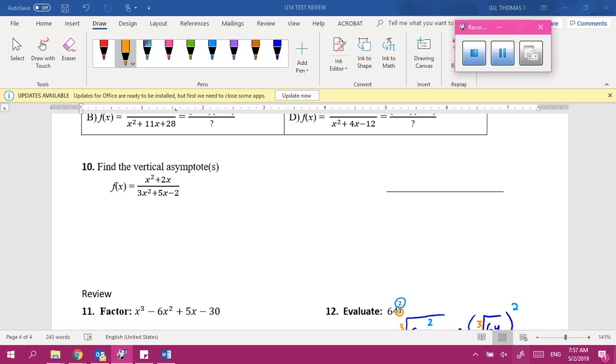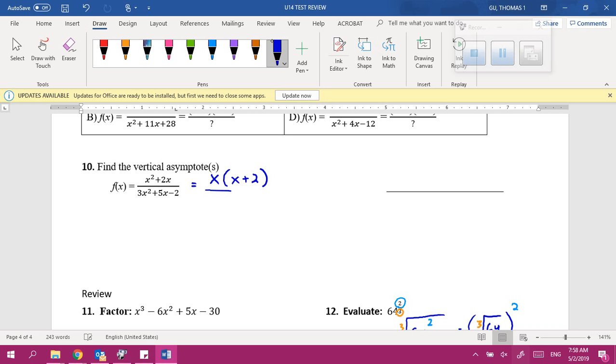However, you don't really know what's left on the bottom until you've actually reduced your fraction. So we have to factor the top and the bottom first. If I factor the top, how would I do it? Take an x out, right? Because this one you can just factor out the GCF. If I factor out an x, what's left? X plus 2. Right, x plus 2.